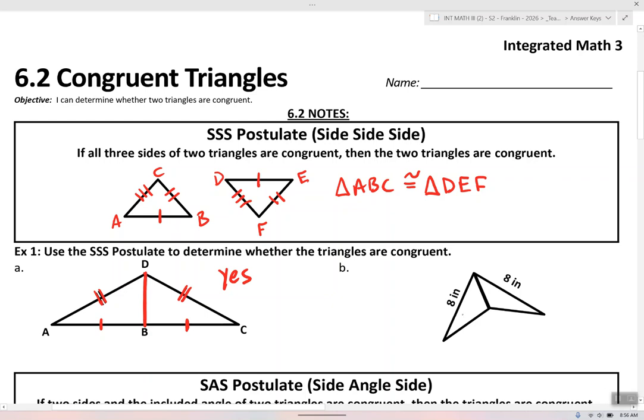Now for example B, I do have one pair of sides that are both 8 inches. Those are congruent. I have one shared side that is congruent, but I have no information about that third side. So two sides being the same is not enough to determine congruency, because this third side could be different. So not enough information. I cannot determine that those two triangles are congruent.